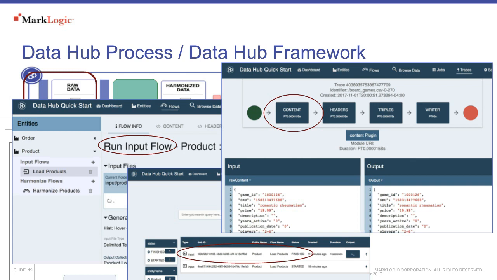Every field. See the empty description on line 5 of the input? It remembers that there was an empty description. The title, the SKU, every piece of data is called what it was called and tracked in exactly its raw format. Then the data is harmonized.